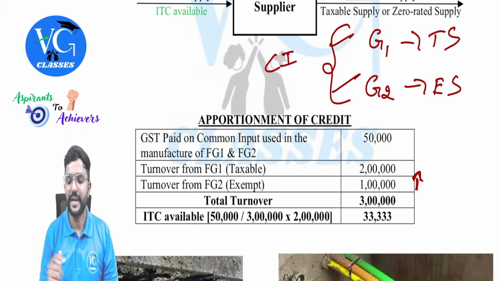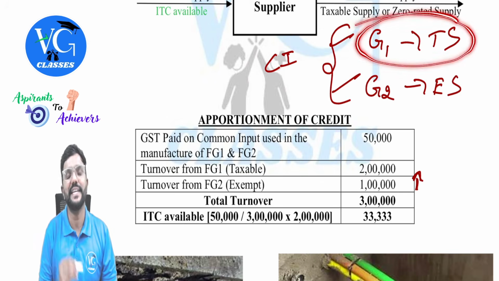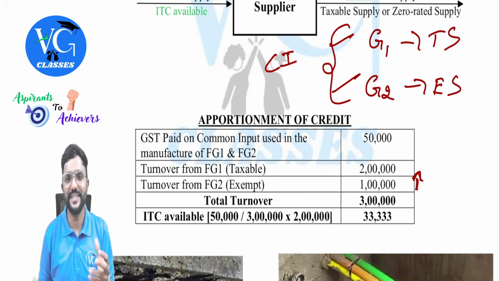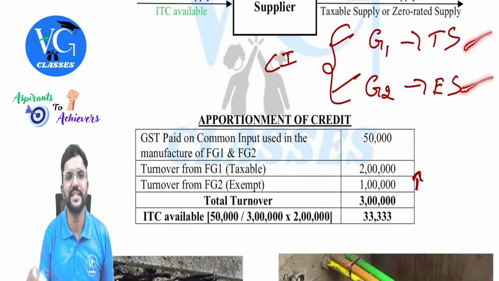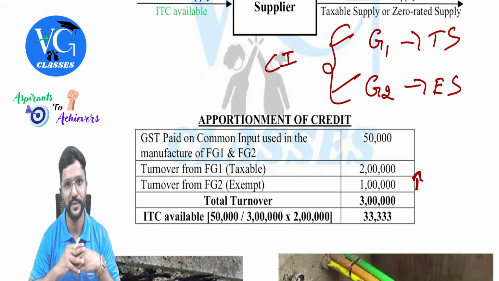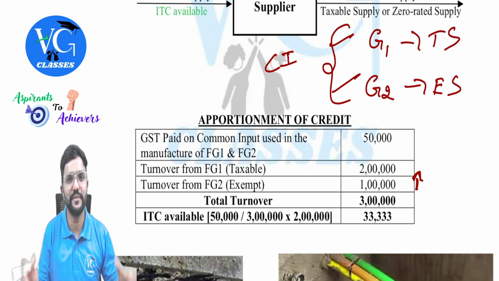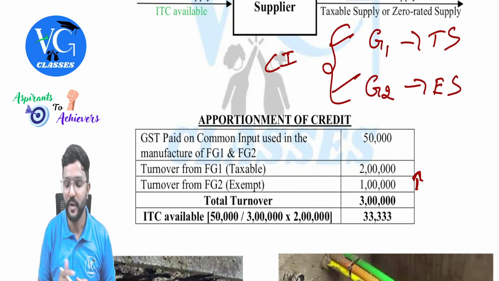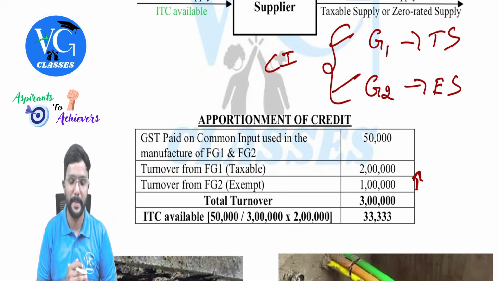No. Whatever is attributable to taxable outward supply, only that much credit I can claim. This is only when the same input is used for the manufacture of two goods, one exempt, one taxable. That is where the confusion arises. If both are taxable, full credit is available. If both are exempt, full credit is not available. But if one is taxable, one is exempt, proportionate credit has to be claimed, whatever is attributable towards taxable outward supply.